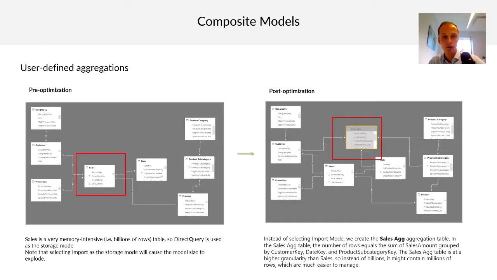So you have the pre-optimization where you just have the sales through a direct query connection, and then on the right you have this sales aggregation table that these other columns are referencing. So in this case, sales is a very memory intensive table, so direct query is used, and then we're actually using an aggregate of that table to improve the model as a whole.